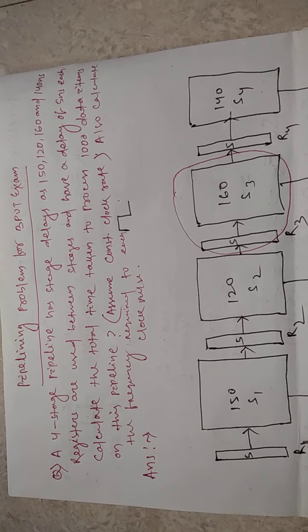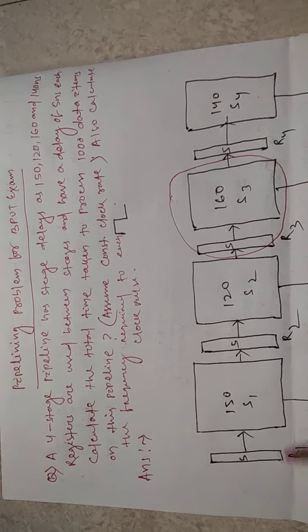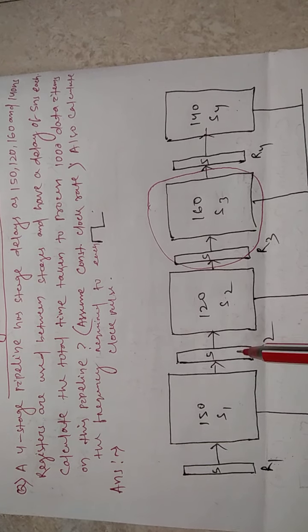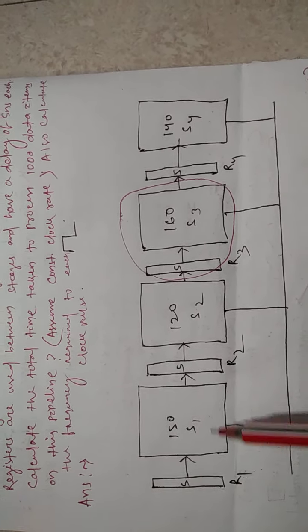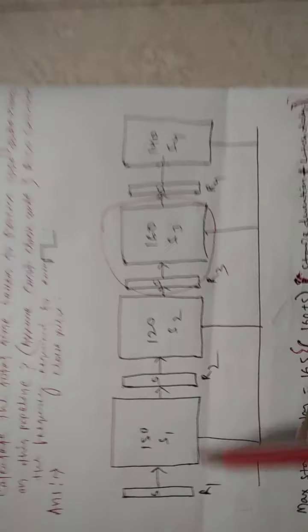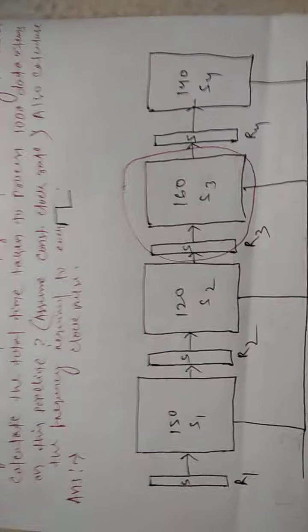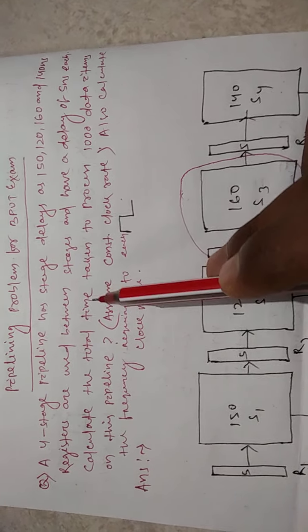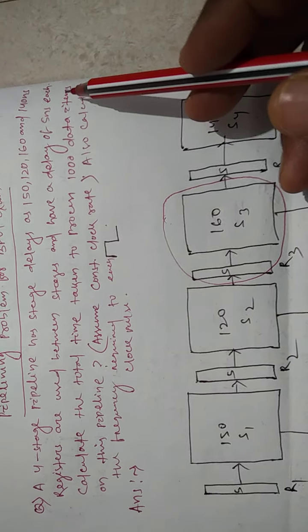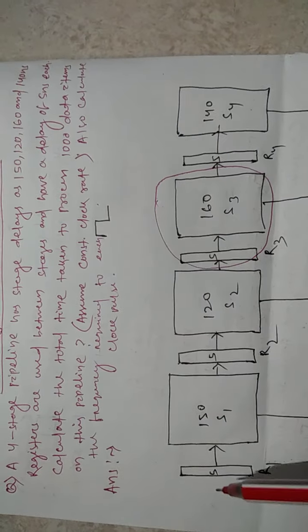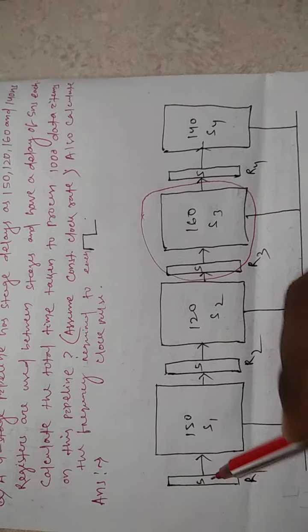Registers are used between stages. So you can draw R1 here, R2 here, R3 here and R4 here, no problem. I just place R1 here, so here R1, R2, R3 and R4. And also the question gives that each stage has a delay of 5 nanoseconds, meaning each register has a delay of 5 nanoseconds.